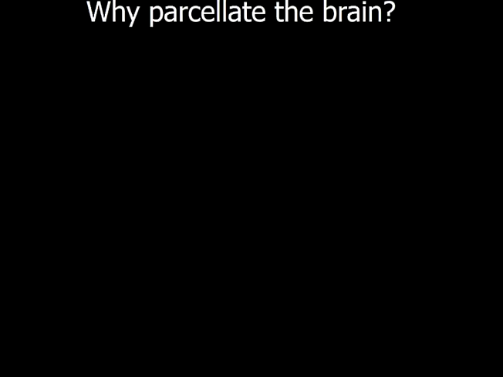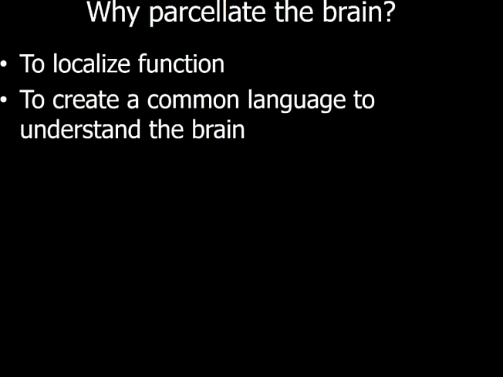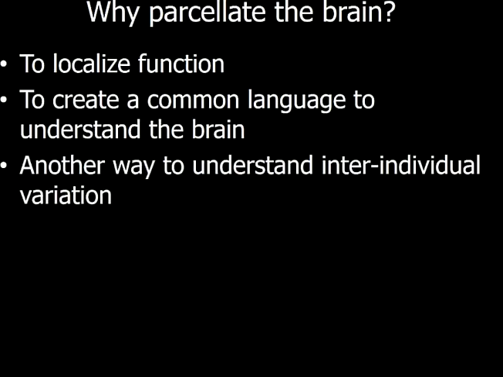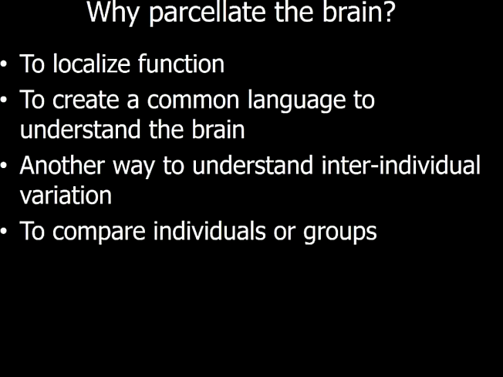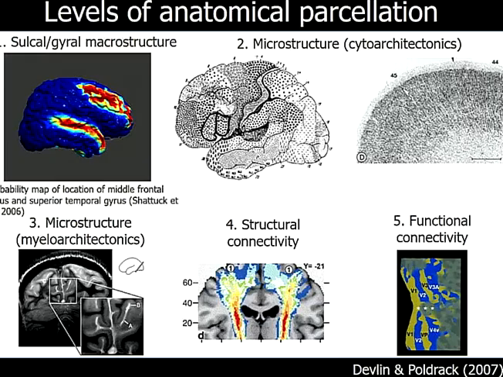So here are some of the things that I thought about when I was thinking about why parcellate the brain. You've already mentioned some of these. So to localize function. This can be to localize function through the parcellation or just have a parcellation in order to put your functional MRI data onto. To create some kind of common language to understand the brain. Obviously, we have some common languages already. This is just another one. Another way to understand individual variation, which I think several people said in different ways. To compare individuals or groups. To compare species. I think we covered all of these already, basically.